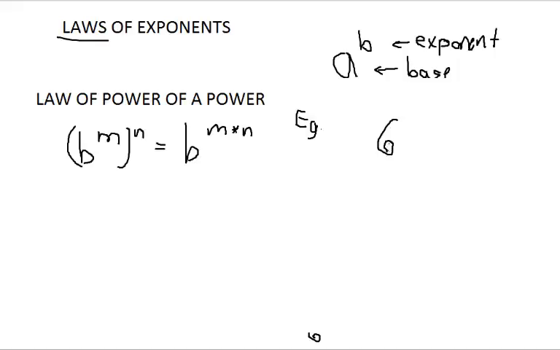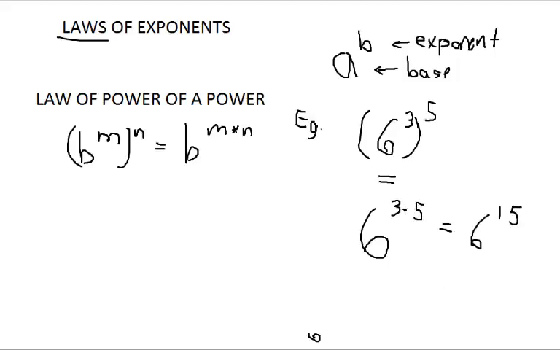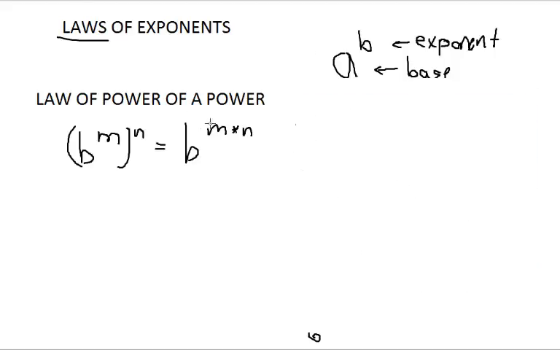I'll put an example. Six in a parenthesis elevated to the 3, elevated to the 5, which equals 6 elevated to the 3 times 5, which is equal to 6 elevated to the 15.